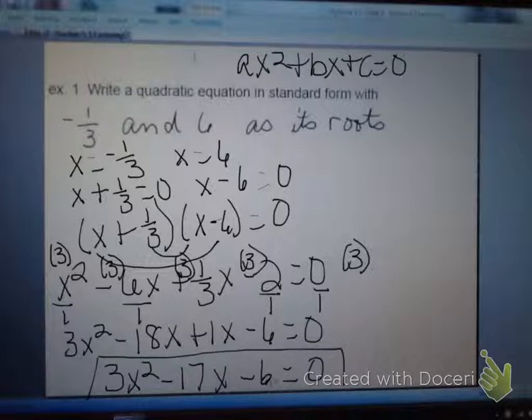One way I could check to make sure I did this correctly is I could factor and put each one equal to 0 and solve. And when I do that, I better get negative 1/3 and 6 as my answer.